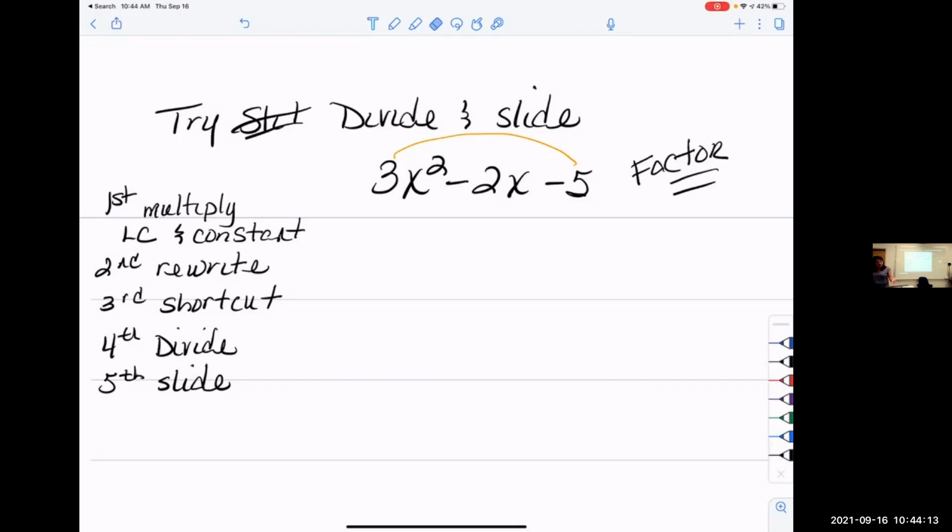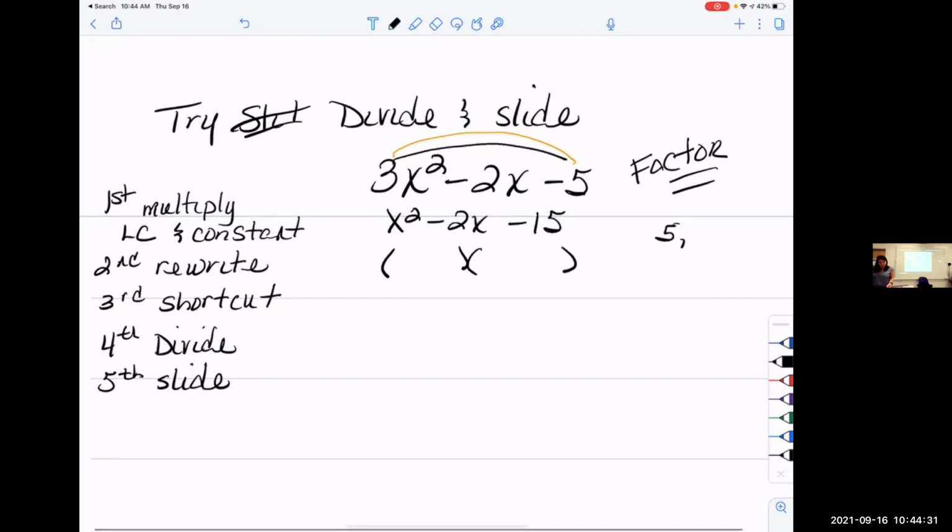All right, let's walk through this one. So first step, rewrite it like it was shortcut. So I'm taking that 3, multiplying it by the 5, and changing that to a 15. So what are factors of 15 that add or subtract to give me a 2? 5 and 3. So what signs do they need to have for me to get a -2? All right, so that's -15 if you multiply, and -2 if you add or subtract. So we're golden.